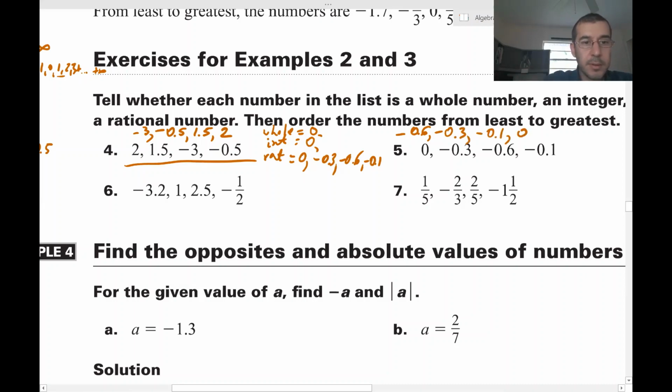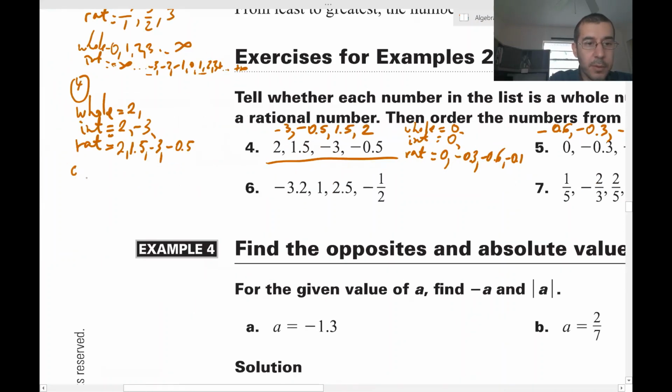Number 6, we have whole numbers, integers and rational numbers. First one is minus 3.2. Whole numbers, no, that's not a whole number. 1, yes. 2.5, no. Minus 1/2, no. Integers, minus 3.2, no. 1, yes. 2.5, no. Minus 1/2, no. Rational numbers, all 4. Minus 3.2, 1, 2.5, and minus 1/2. Then order the numbers from least to greatest. We have 2 negative numbers.